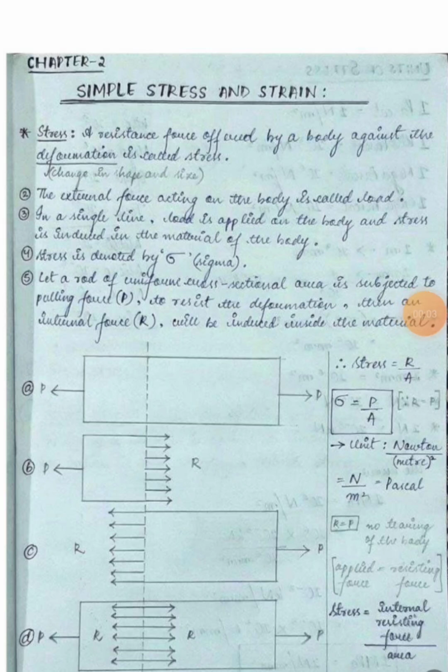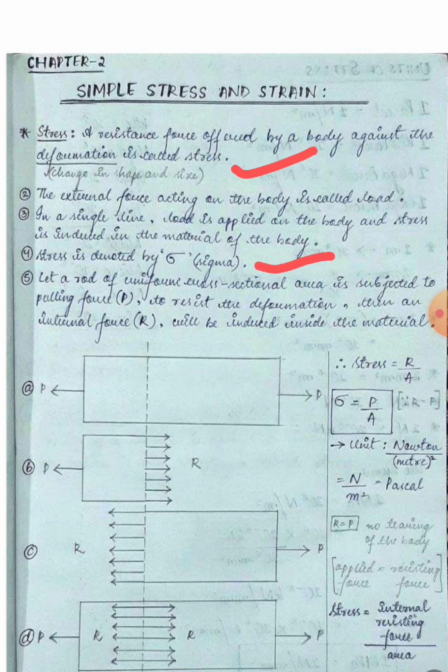Hello everyone. In this lecture we study simple stress and strain. So first, what is stress? Stress is defined as the ratio between resisting force and cross-sectional area. What is resisting force? If we apply some load or force on a body, then that body will generate some resisting force. That resisting force to cross-sectional area is called stress, and stress is denoted by sigma.